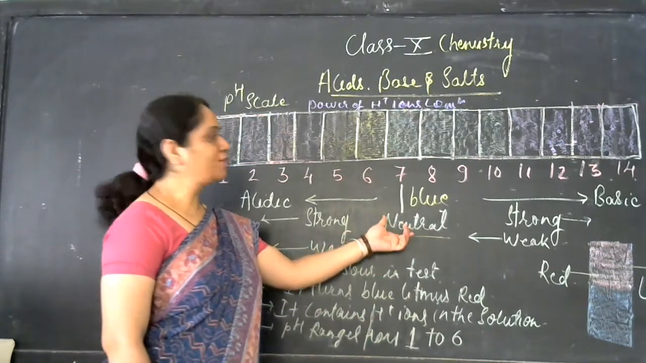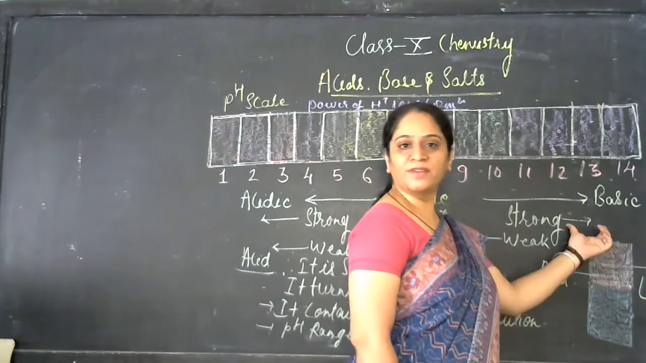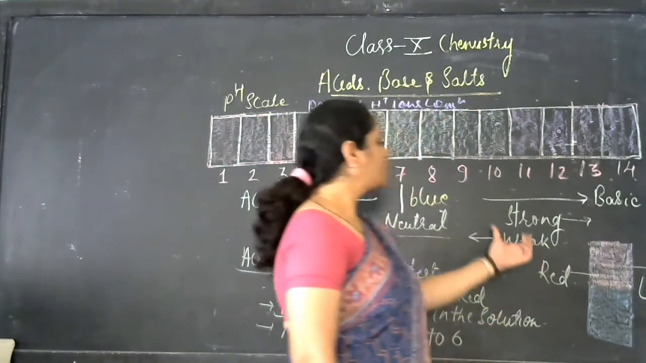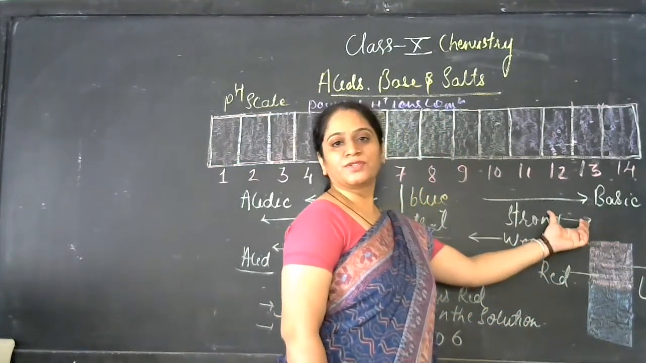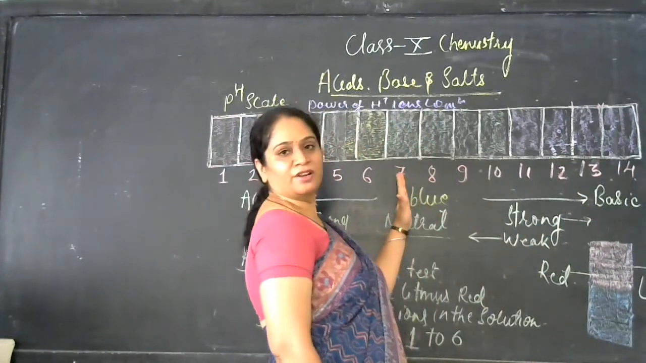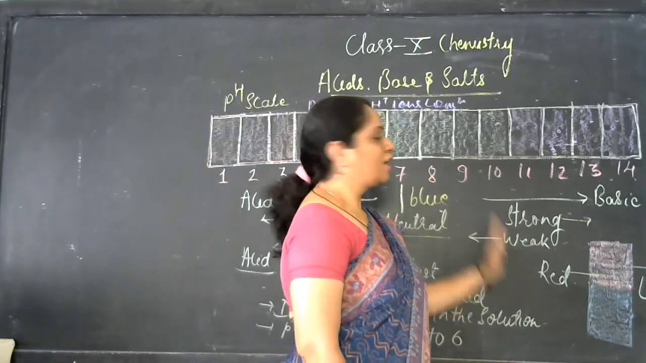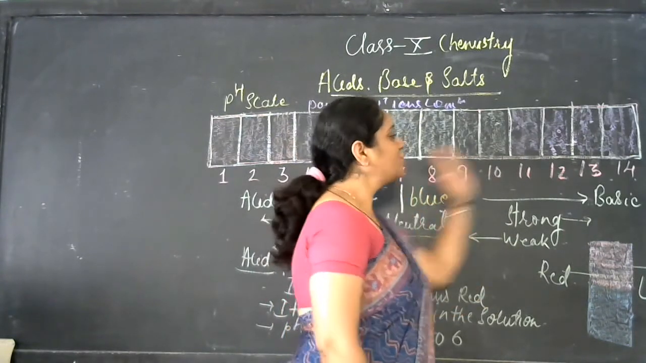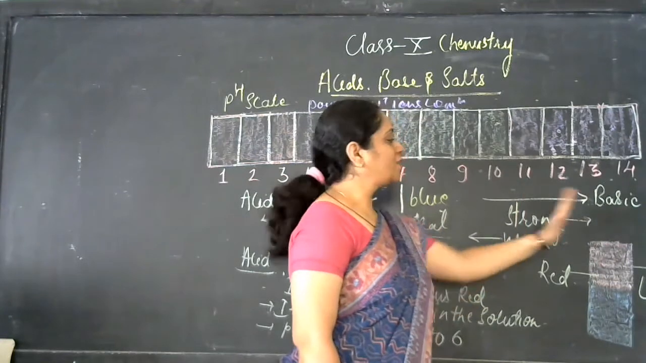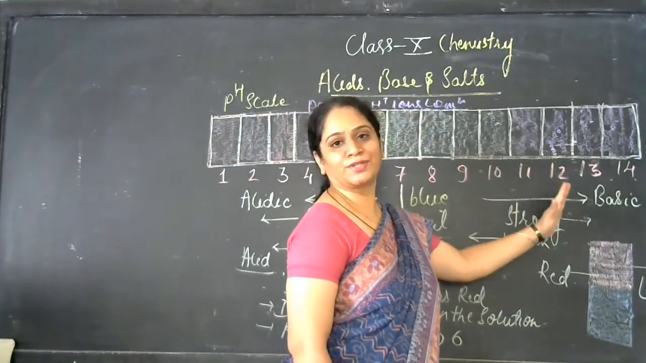In the neutral solution, beyond that, from 7 to 14, these solutions are generally basic in strength. As we move from 14 towards 7, they come under the category of weak bases, and as we move from 7 to 14, they come under the category of basic strength. The basic strength goes on increasing continuously.